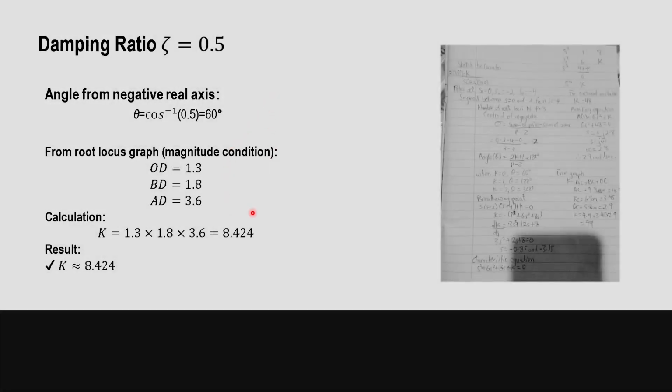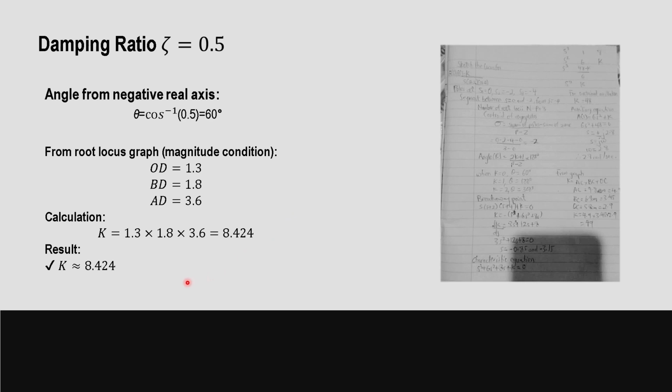So from our calculations, the damping ratio being 0.5, the angle from the negative real axis theta becomes cos inverse of the damping ratio, which is cos inverse of 0.5, giving us an angle of 60 degrees. And from our root locus graph, the magnitude conditions are that OD is equal to 1.3, BD is equal to 1.8, AD is equal to 3.6. So when we calculate for K, multiplying all the magnitudes, we get 8.424. Then our resulting value for K, when the damping ratio is 0.5, becomes 8.424.